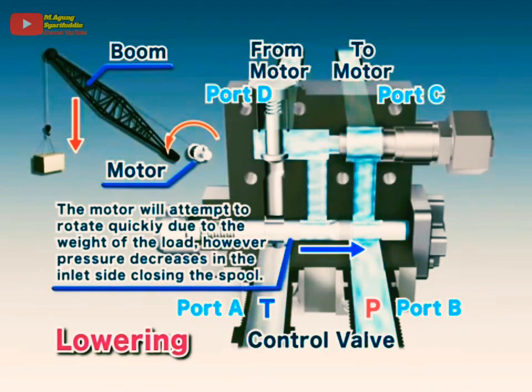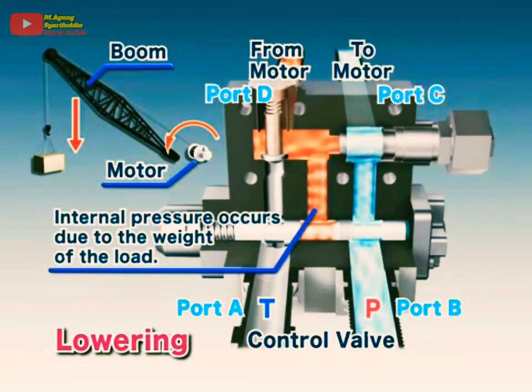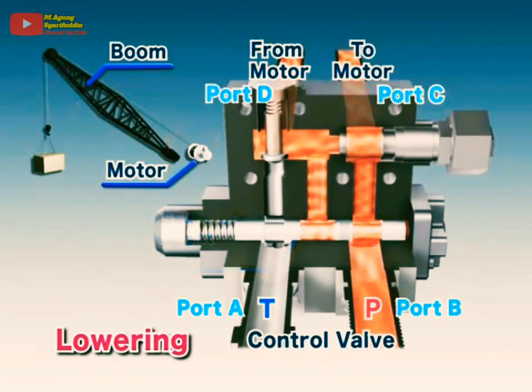At this point, the motor will attempt to rotate quickly due to the weight of the load. However, pressure decreases in the inlet side, closing the spool. As a result, internal pressure builds between the motor and counterbalance, holding the load. By repeating this process, the load can be lowered smoothly.